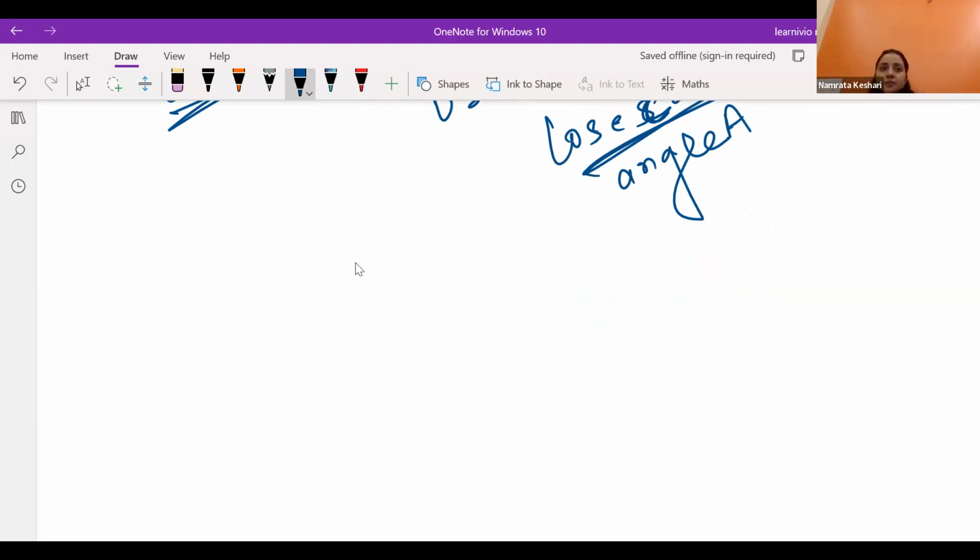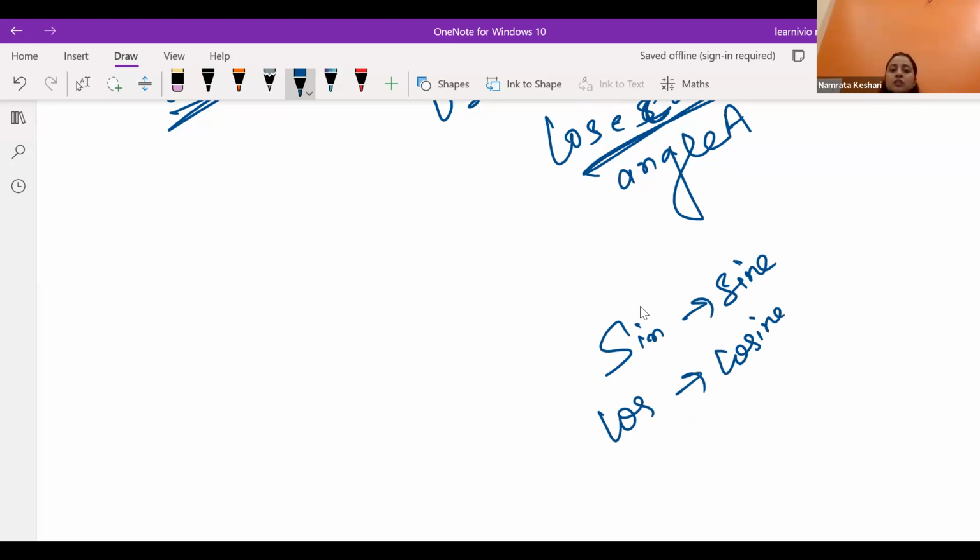Tan is tangent. Sec is secant. Cosec is cosecant. Sine is sine. And cos is cosine. Now cot A. So this is false.